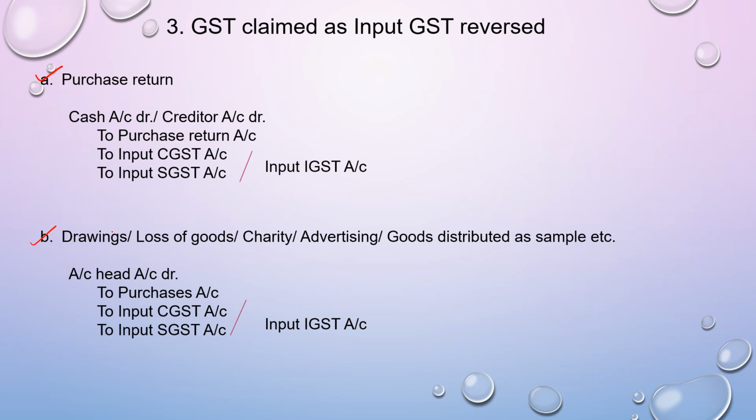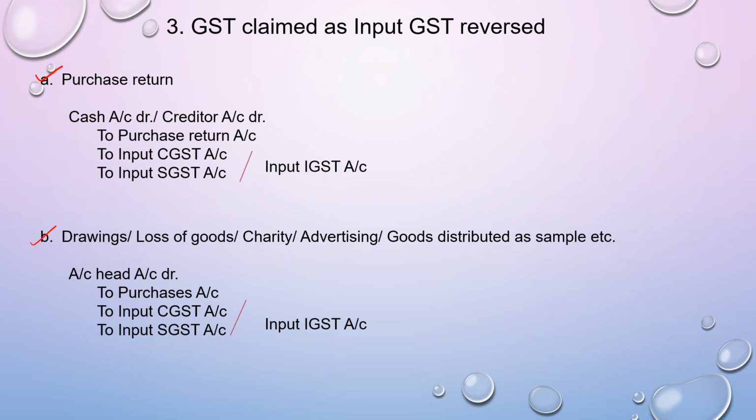You know that, like if it is drawings of goods for personal use, then drawings account debit to purchase account was the entry. To the extent of the purchases which is being reversed because that goods is no more available, it is being taken away for personal use, to the extent of that particular goods which has been withdrawn, the GST which is involved will be reversed by crediting that particular input GST account. So if that purchase was an intrastate, you would reverse the input CGST and SGST, and if it was interstate, you would credit the input IGST in relation to that portion of purchase which is being reversed because of goods being withdrawn for personal use.